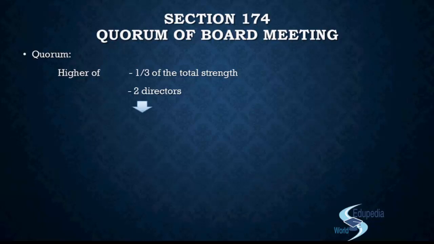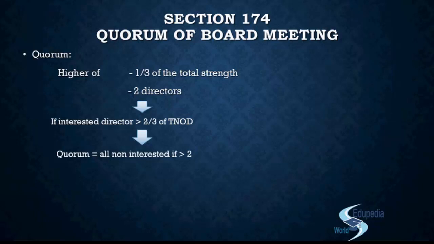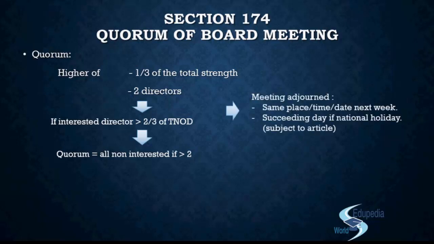Now, this is the condition when the situation is normal, when there are not many interested directors. But in situations where the number of interested directors exceeds 2/3 of the total number of directors in the company, then the limitations for quorum change. In that situation, the quorum would be the number of remaining directors, that is, the disinterested directors present in the meeting, or 2 directors, whichever is higher. That means the quorum will be all non-interested directors up to the minimum of 2. And if the quorum is not present, the meeting would be adjourned.